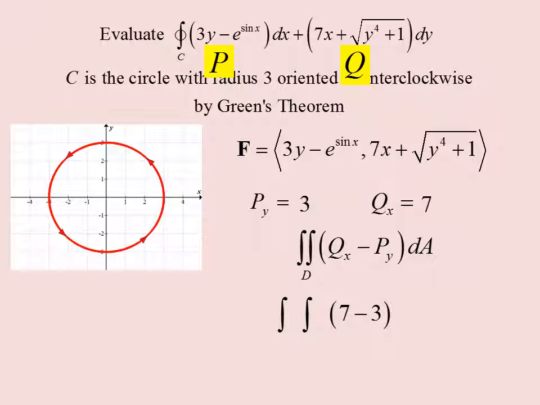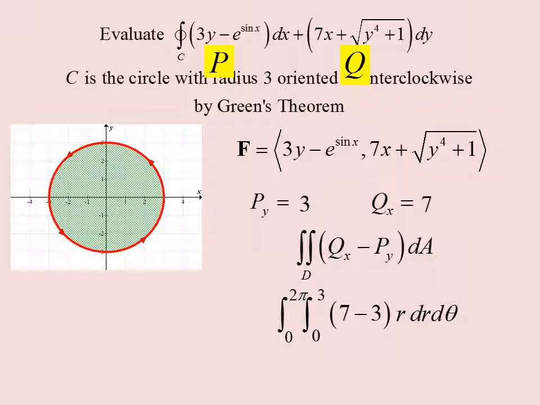Then we want to describe the region. Well, since this is a circle with a radius of 3, the best way of describing that would be using polar coordinates. So we'll introduce the r dr d theta, let r go from 0 to 3, and theta go from 0 to 2 pi. So that integral comes out to be 36 pi.